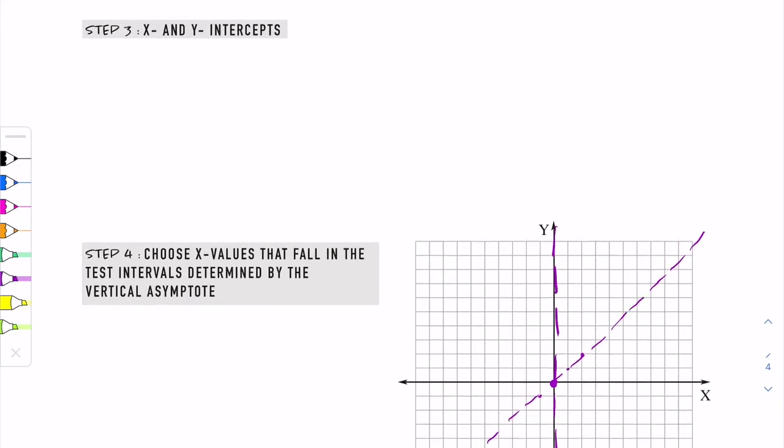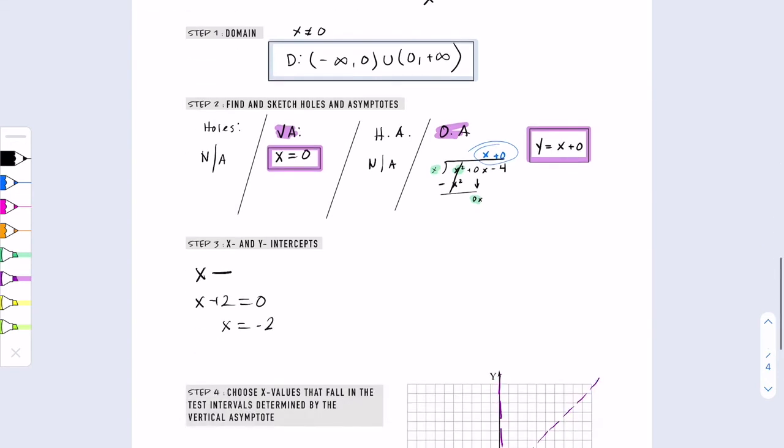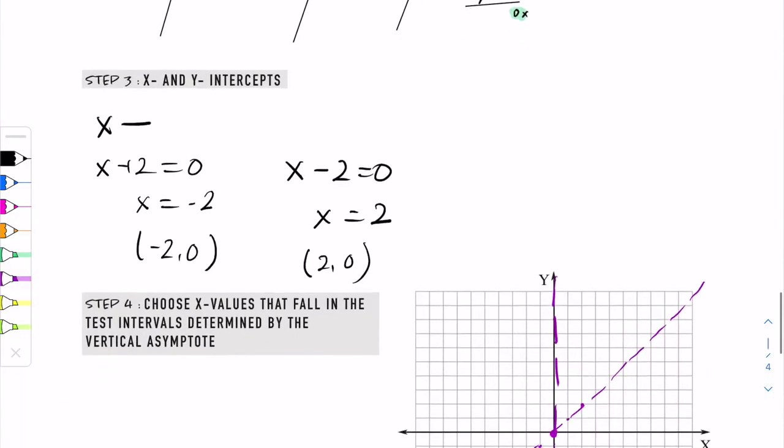So finding the x-intercept, to start with, the x-intercept is found by setting your numerator equal to 0. So we have x plus 2 equals 0, giving us x equals negative 2. And we have x minus 2 equals 0, giving us x equals positive 2. So we have two x-intercepts, one at negative 2, 0, one at positive 2, 0.